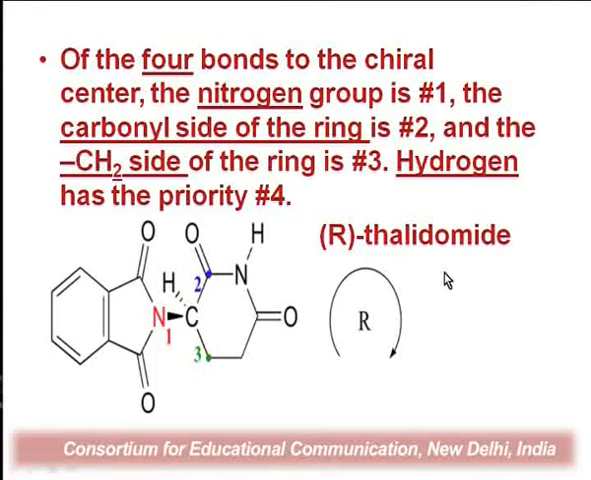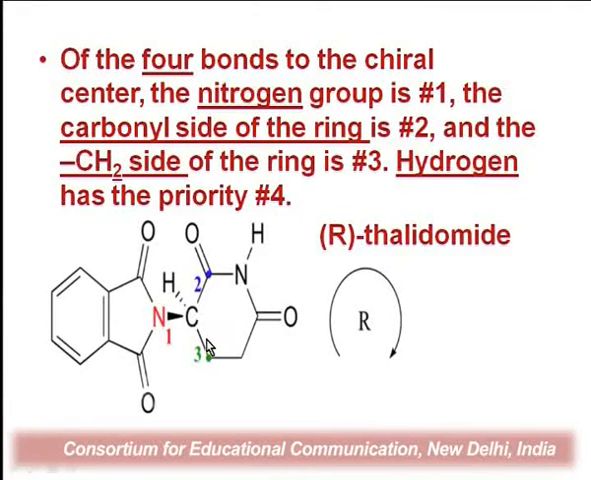The next example that I have taken is of the thalidomide drug. And you know, thalidomide is a very controversial drug, whose biology I have discussed in my previous lectures. When we look into the structure of thalidomide, first we identify the chiral carbon, and we find that this carbon here is the chiral carbon. It is attached to 4 different groups or atoms. One is nitrogen, then it is attached to hydrogen, to the carbonyl part, that is the amide part of the ring, and then to a CH2 part.